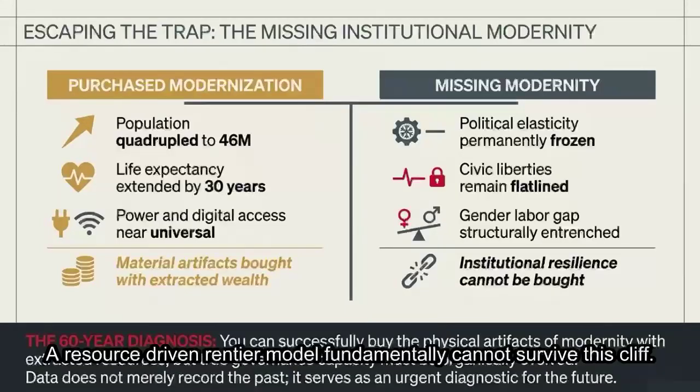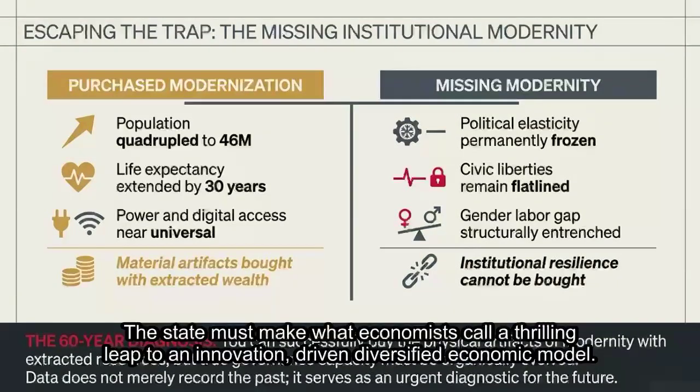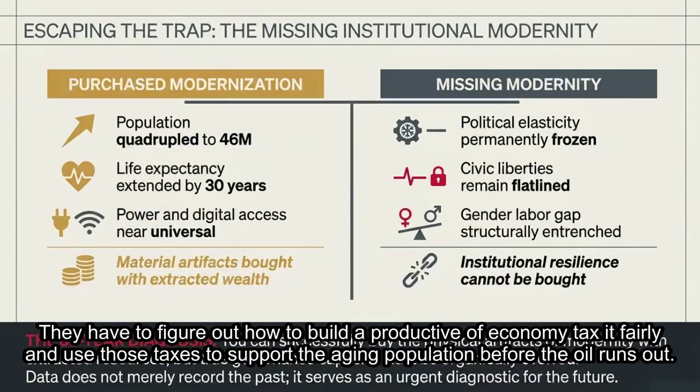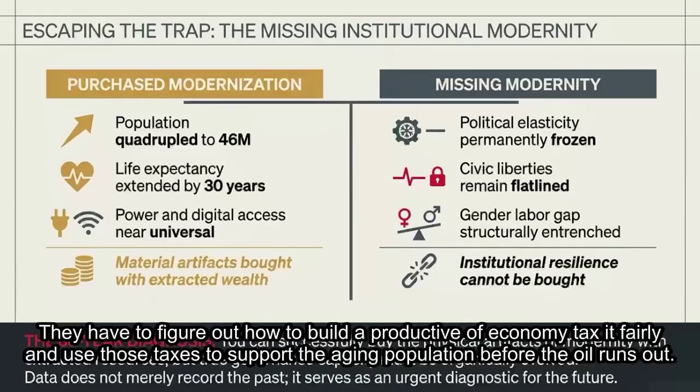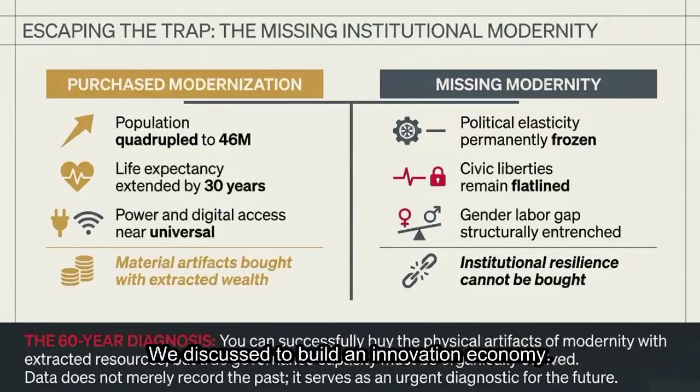Which is why the academic warning at the conclusion of the report is so stark. A resource-driven rentier model fundamentally cannot survive this cliff. It is mathematically impossible. So what do? The state must make what economists call a thrilling leap to an innovation-driven, diversified economic model. They have to figure out how to build a productive economy, tax it fairly, and use those taxes to support the aging population before the oil runs out.